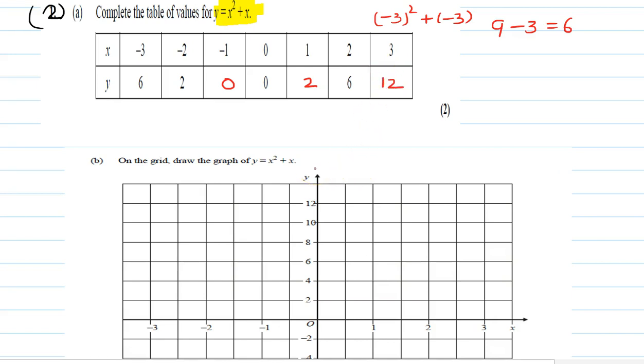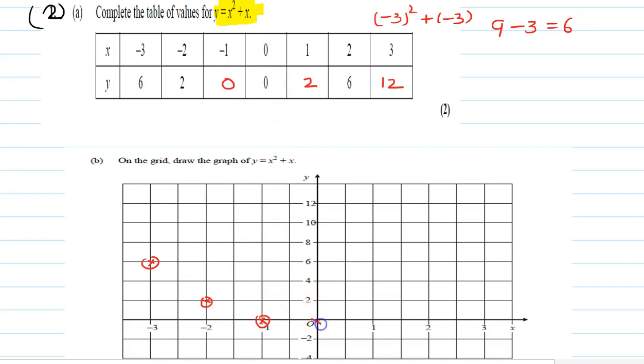Now let's plot it. So first point is minus 3 and 6. So this is minus 3 and this is 6. So minus 3 and 6. Next one is minus 2 and 2. So let's write down minus 2 and 2. Then minus 1 and 0. So this is minus 1 and 0.